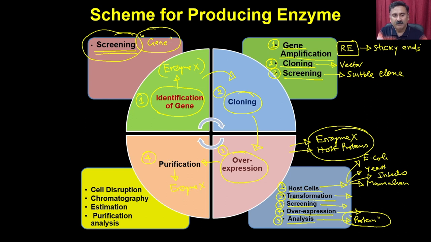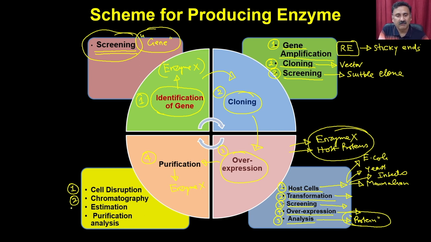Now, when you want to do the purification, you are again going to do multiple steps. So in step number 1, you are going to do the cell disruption. In step number 2, you are going to perform different chromatography techniques such as ion exchange chromatography, hydrophobic interaction chromatography, gel filtration chromatography, or sometimes you might also do affinity chromatography.